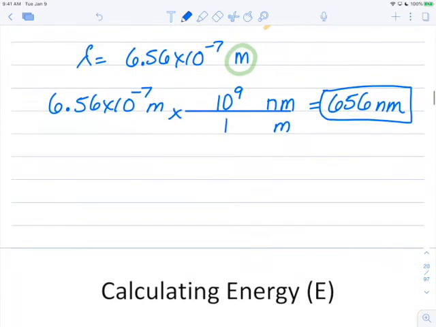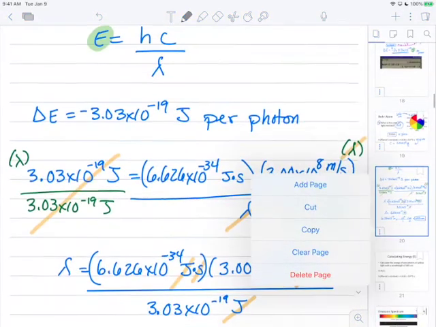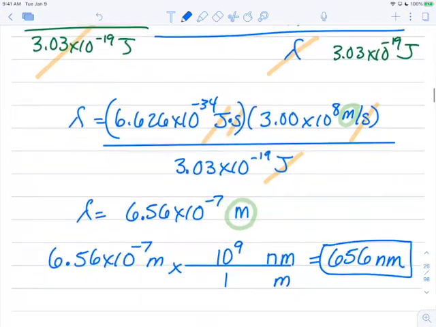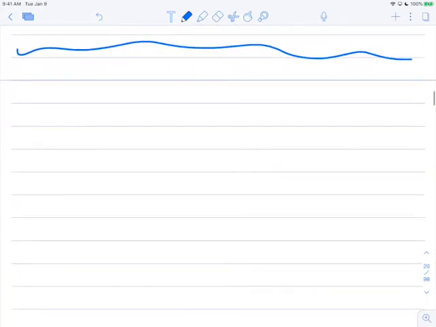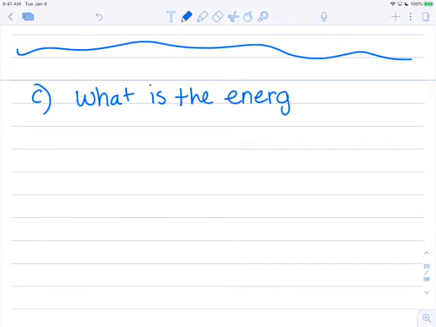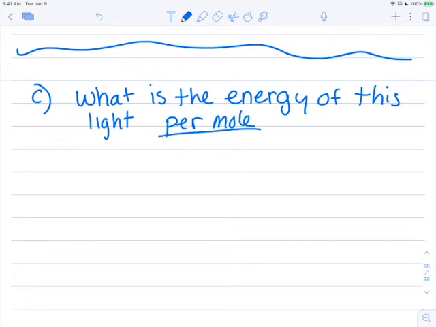All right, so before we go on, I do want to show you one other alternative to finding the energy. So I'm going to write out another problem here, and I'm going to say that this is part C. And I'm going to say, what is the energy of this light per mole?